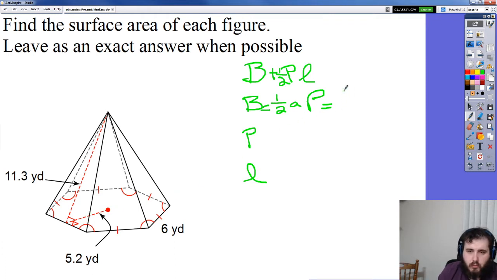So we got 1/2 times 5.2 times, and it's 6 all around, so 6, 6, 6, 6, 6, 6. So 6 sixes is 36. That's the perimeter, which is also here.